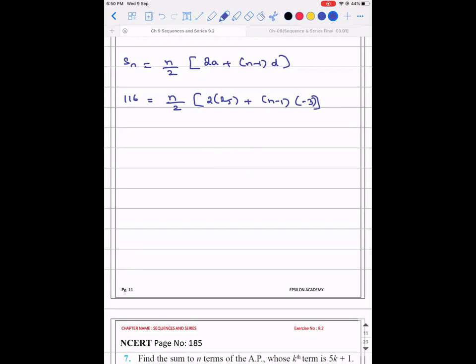So it goes to the other side. It will be how much? 232. So 232 is equal to n. See, this kind of multiplication you people take care. I'm concentrating only on the concept. n into 50 minus 3n plus 3. So 232 will be equal to 50n minus 3n square, 53n, right?